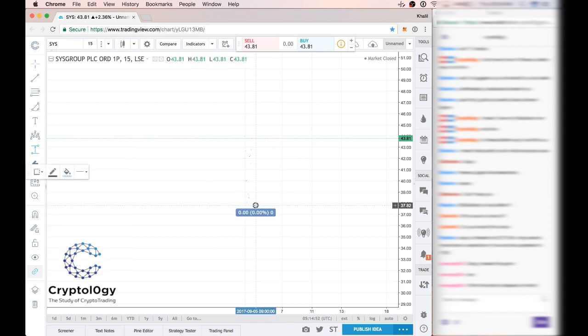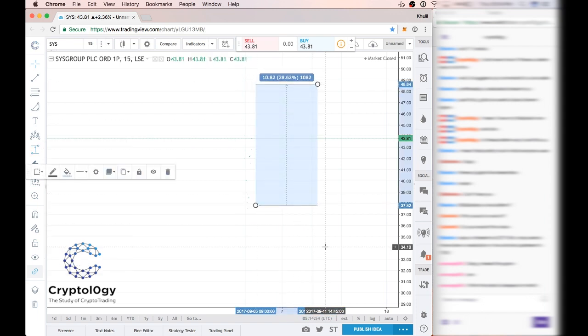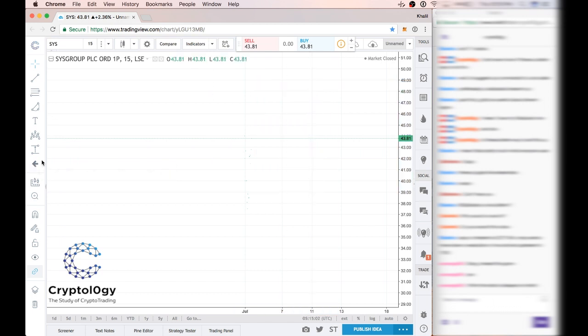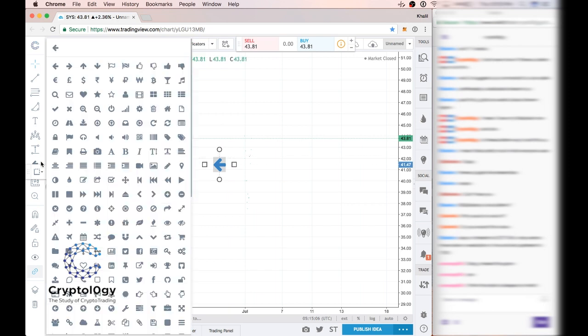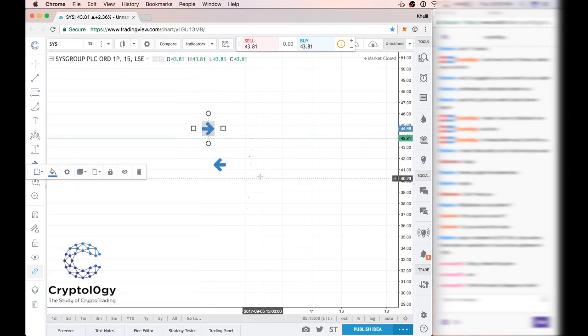Price range, this is what I predict. Also entry, exit, 28.6% profit. That's pretty much all I use. Sometimes I use these arrows, like left arrow, right arrow. All right, that's it. That's the very basics. You can read about other stuff.